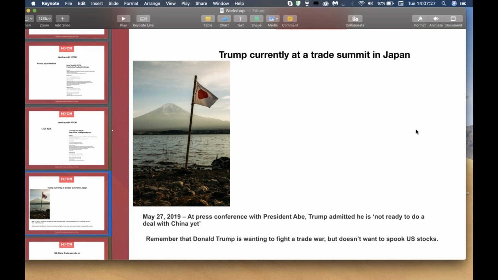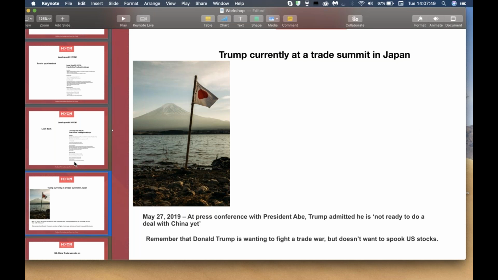US and China, for those of you who've been following me for a number of weeks, know that they constitute nearly 40% of the world's global GDP. So Donald Trump is going to play this game. He wants to fight the Chinese on the trade front, but if he gets too aggressive, then he'll hurt his own stocks, and he doesn't want to see US stocks fall.